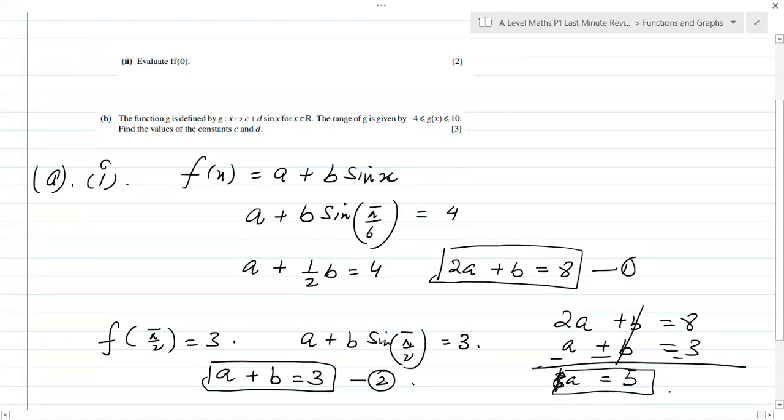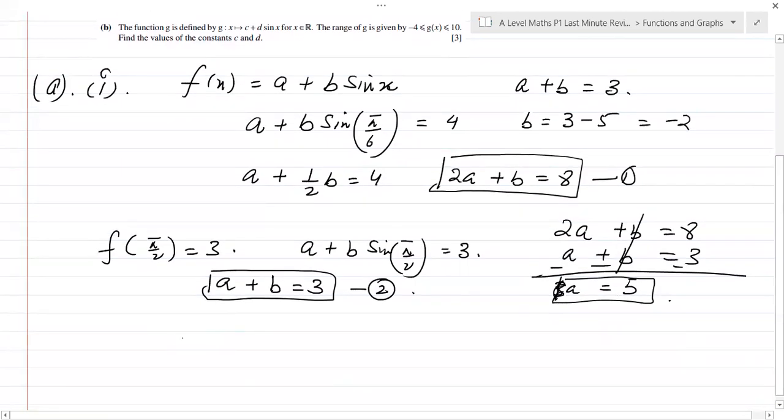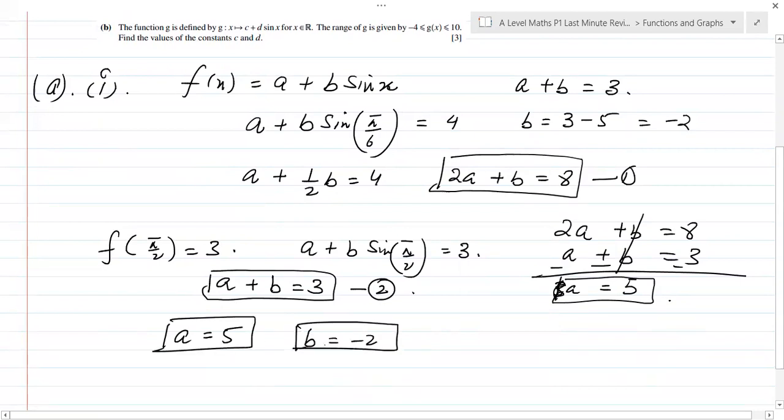So we get a as 5, so we get b as what? That's a plus b is equal to 3. So a is 5, so b would be minus 2. We got the answer as a is 5 and b is minus 2. That's the answer to the first part.